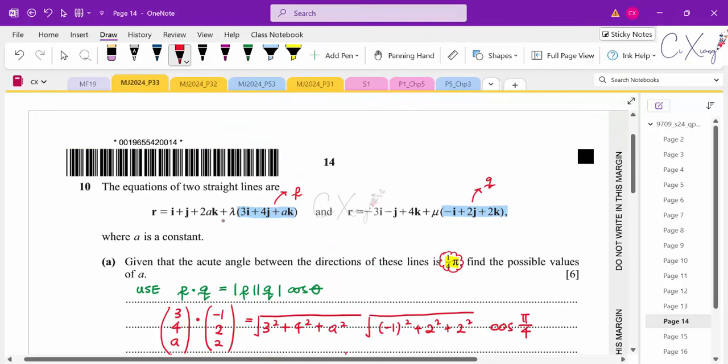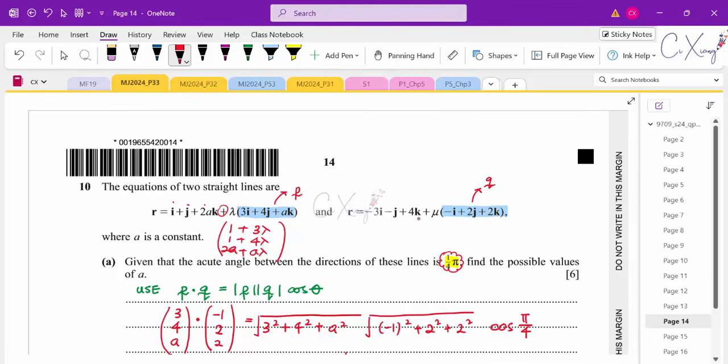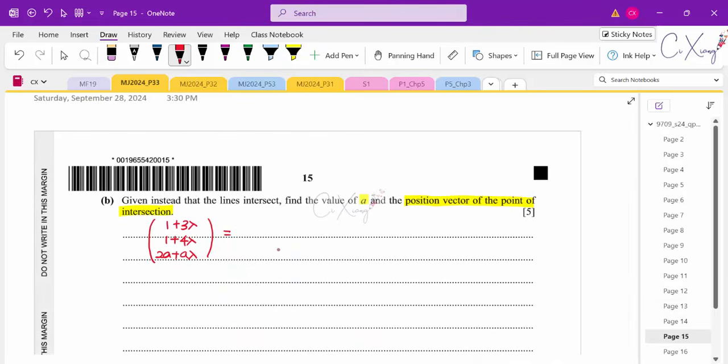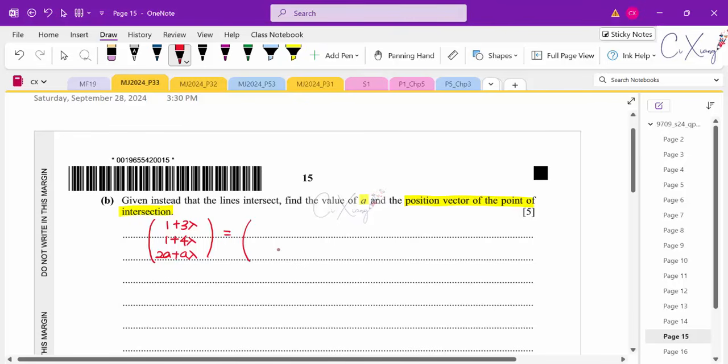Okay, so if you have a look at this one, 1, 1, 2a, if you expand, it will become 1, 1, 2a. Then you have a plus, so plus 3, 4, a. So you're having 3 lambda, 4 lambda, and also a lambda. This is how we get the vector equation in the column vector format. It is actually given in the question. Okay, so I equate it with the second equation here. So the second equation will be negative 3 minus mu, then negative 1 plus 2 mu, and also 4 plus 2 mu.